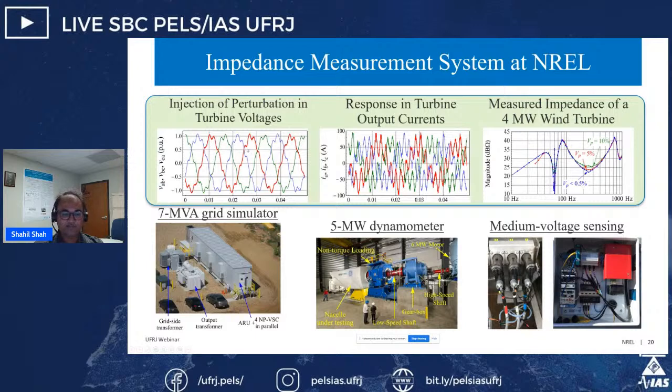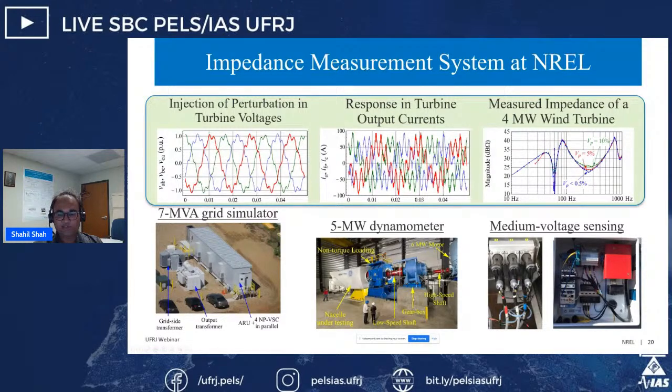To get the impedance response, this is the grid simulator that we have at NREL, a 7 megawatt grid simulator, which generates three-phase voltages, and we can control its voltages in any manner we like: inject perturbations, create voltage steps, phase jumps, create fault events. So it's a fully controllable voltage source.